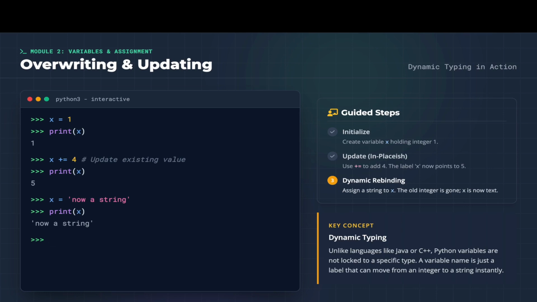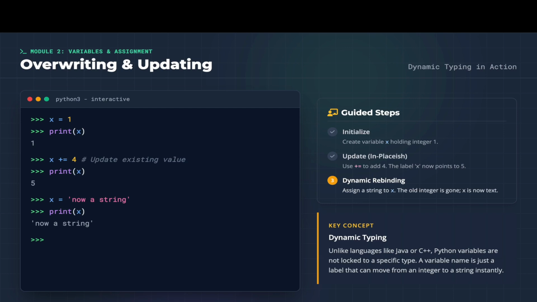Let's open our REPL and see this in action. Type x equals 1. We have a variable named x holding the number 1. Now type x plus equals 4. This is shorthand for x equals x plus 4. Python does the math, 1 plus 4 equals 5, and updates x. Now the weird part for those coming from Java or C++.